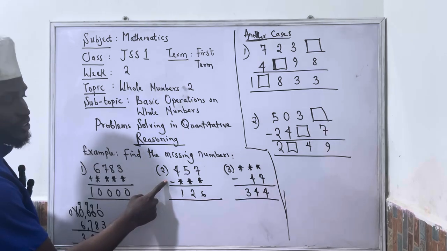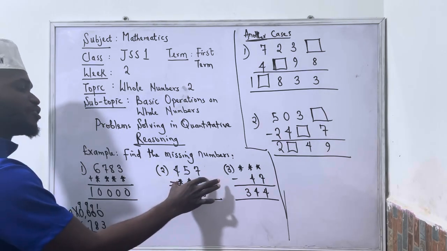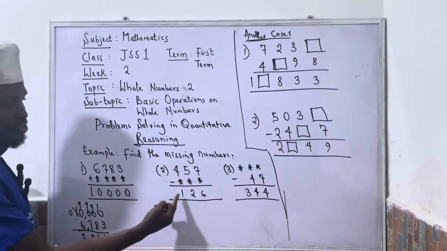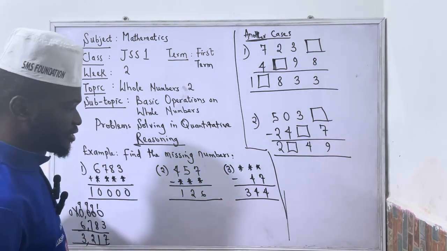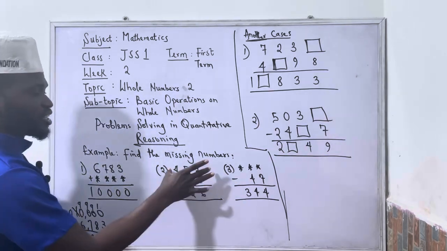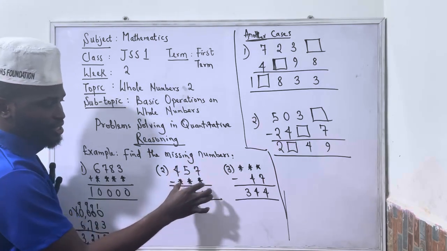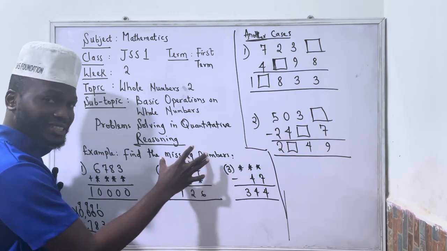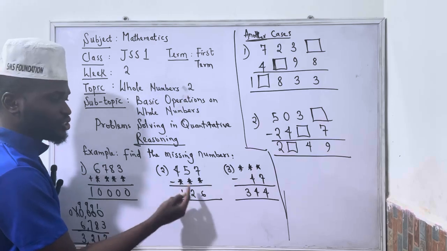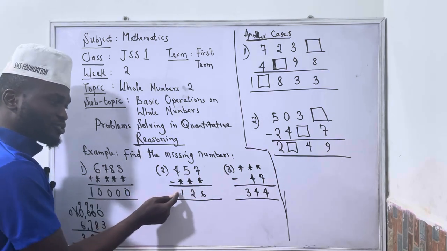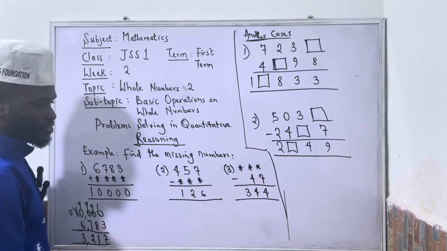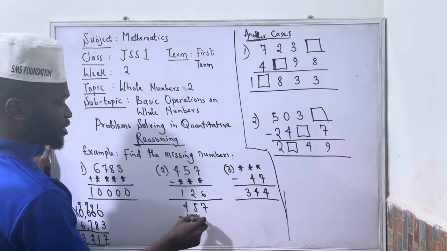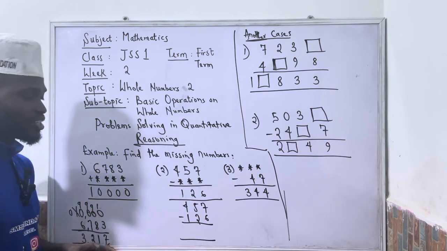Now, let's go to the second question. Here we have subtraction. So they have subtracted a particular complete number from 457, and the result is 126. Very simple. If you are given the largest number and the number subtracted is missing, arranged like this, to get the number here, you still need to subtract your answer from the given number. So all I will do is 457 minus 126.